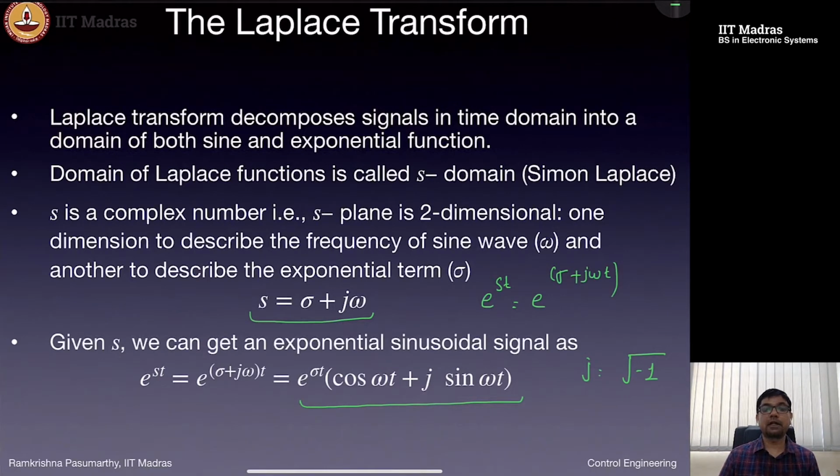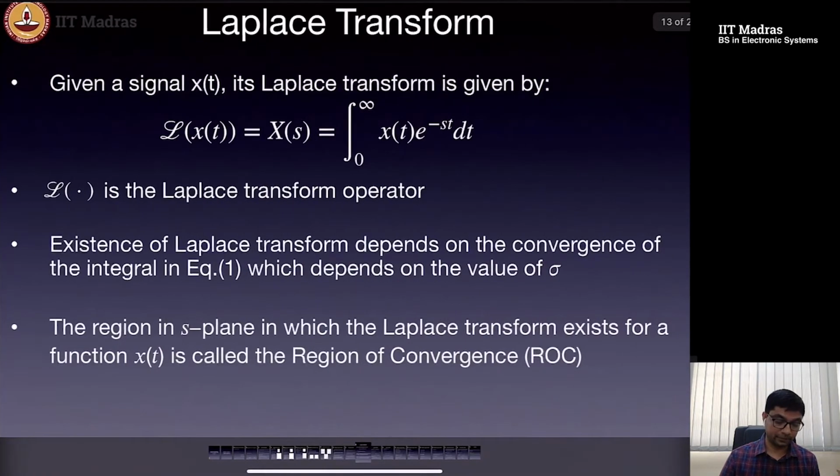Why am I doing this? Now I have a transform that will decompose signals in the time domain into a domain of both sinusoidal and exponential functions. And this will help me solve a lot of problems throughout this course, as we will see.